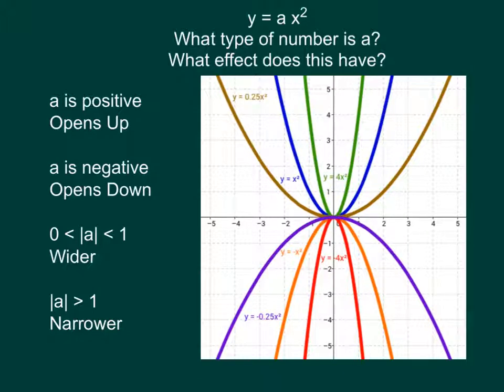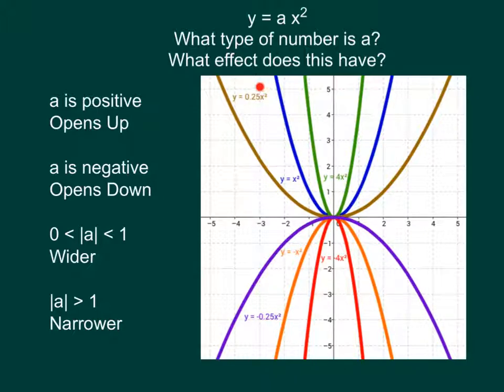And also it's the size of the a that matters. If a is a big number, as in bigger than 1, like 4, or negative 4, since we can think about its absolute value, it's going to become a narrower function than the typical x squared or the typical negative x squared. It gets narrowed because it's being stretched out vertically. It's getting stretched out, and that makes it taller and narrower.